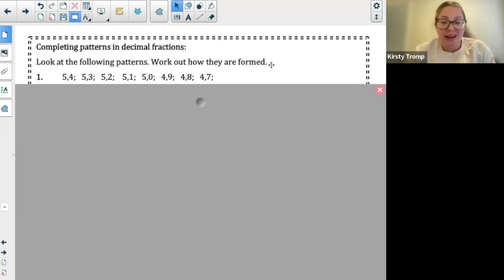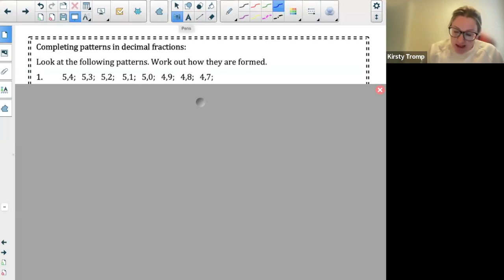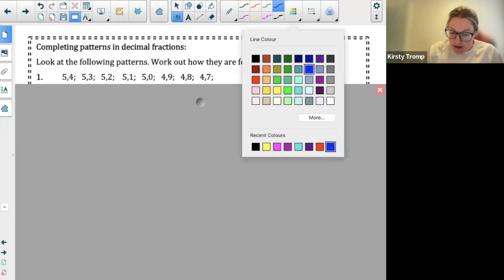So if we're looking at the first pattern and we're not thinking of it as a decimal, guys, I don't want you to think of it as a decimal yet. I want you to think of it as a pattern. Okay. So if I had to look at this pattern, I could say to myself, well, what's actually happening? The numbers are going down, okay? The numbers are definitely going down.